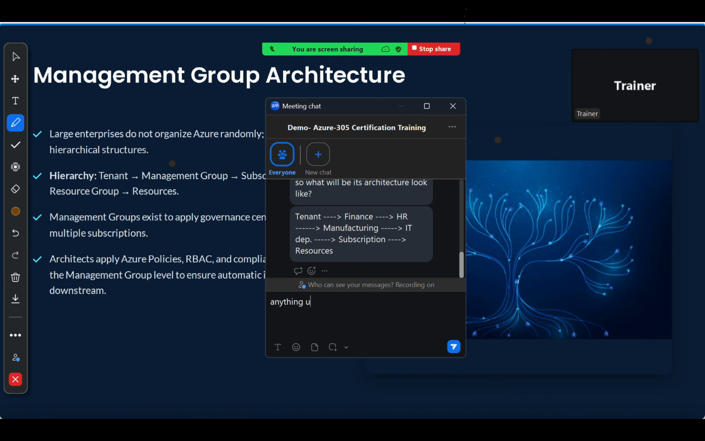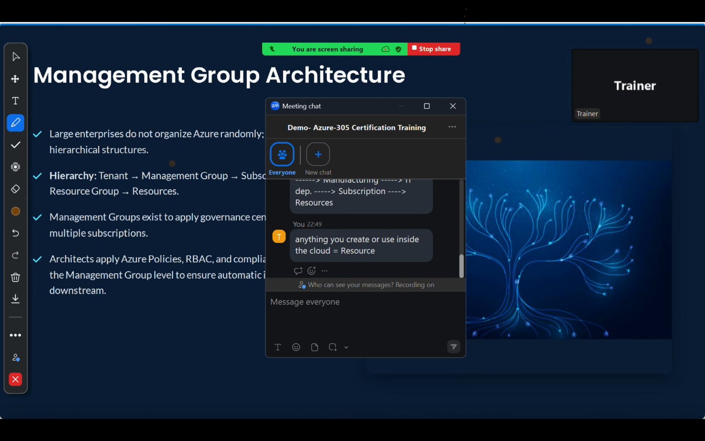Anything you create or use inside the cloud, no matter what it is, AWS, Azure, or anything, it will be your resource. If I talk specifically from the Azure perspective, a resource is any manageable item in Azure, like a VM, database, storage, or network. So these are your resources.